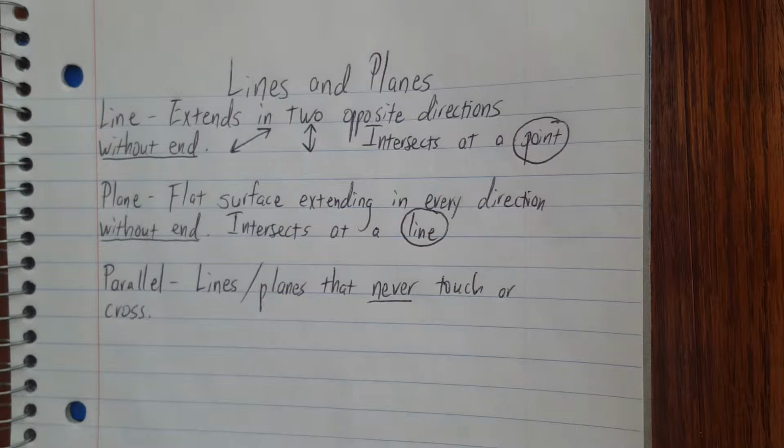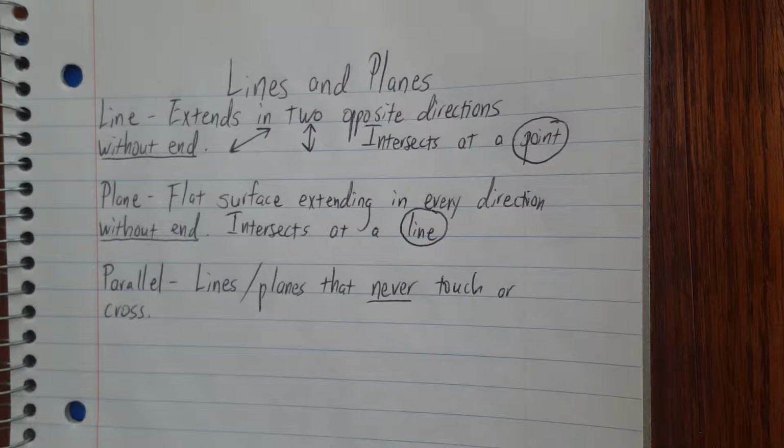Hello everyone, I'm back with a video about lines and planes. This is going to be a two-part lesson on this subject. Next video will be concerning angles, which are the result of intersecting lines. First, what I want to do is describe what's going on with lines and planes. And to do that, I've got some vocabulary here for you to look at.